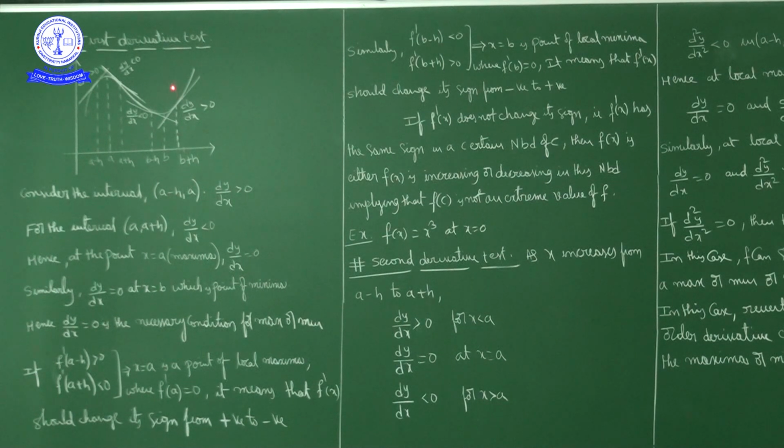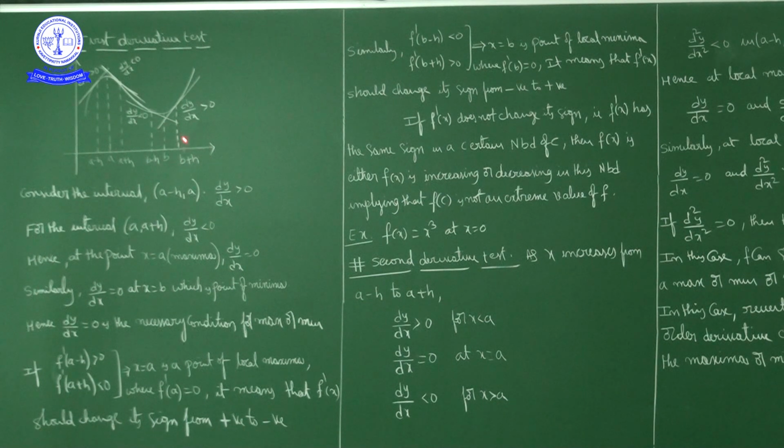And at b plus h, if you draw a tangent, the slope of the tangent is positive. So dy by dx here is positive, meaning dy by dx at b plus h is positive, nothing but f dash of b plus h is positive. Now f dash of b minus h is negative and f dash of b plus h is positive, means f dash changes sign from negative to positive around b.